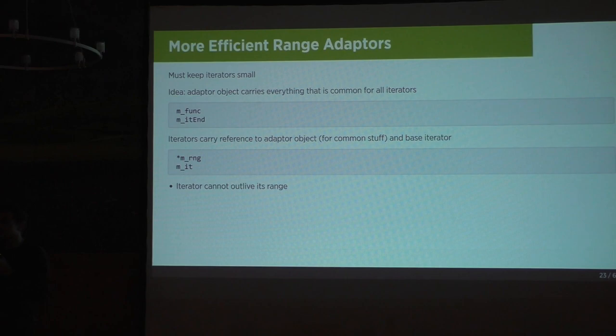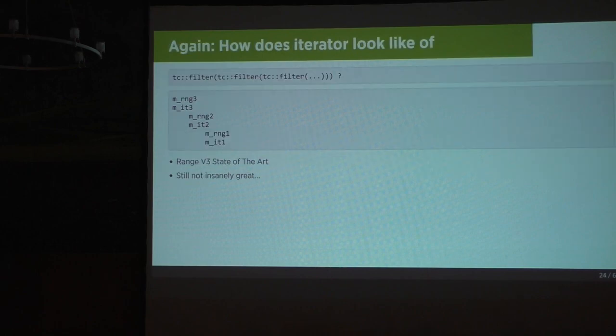And thank God, I pointed this out to the standard committee, and they said, okay, yes, we do see this as a problem. We will require that an iterator only lives as long as the range. You have to keep your range alive. You have to keep this object alive if you want to work with iterators. So they saw that problem.